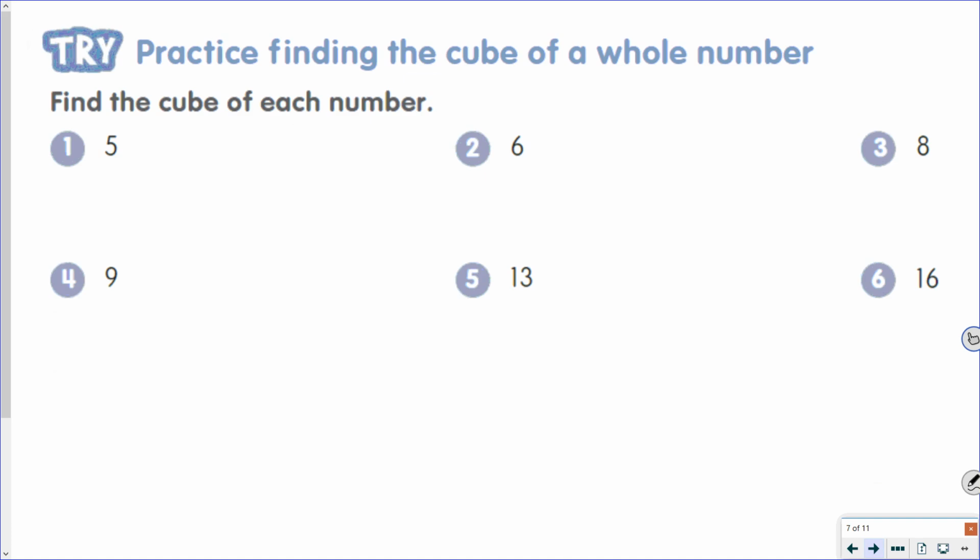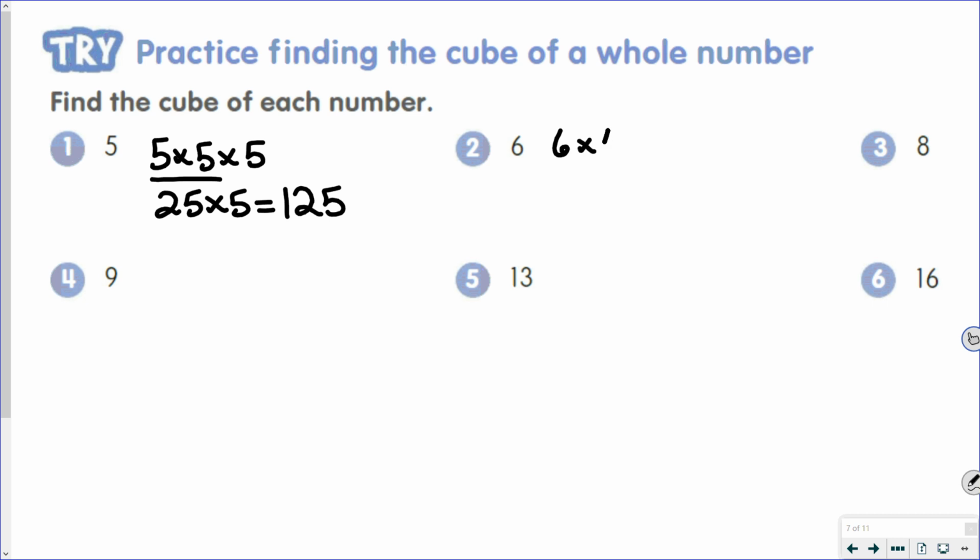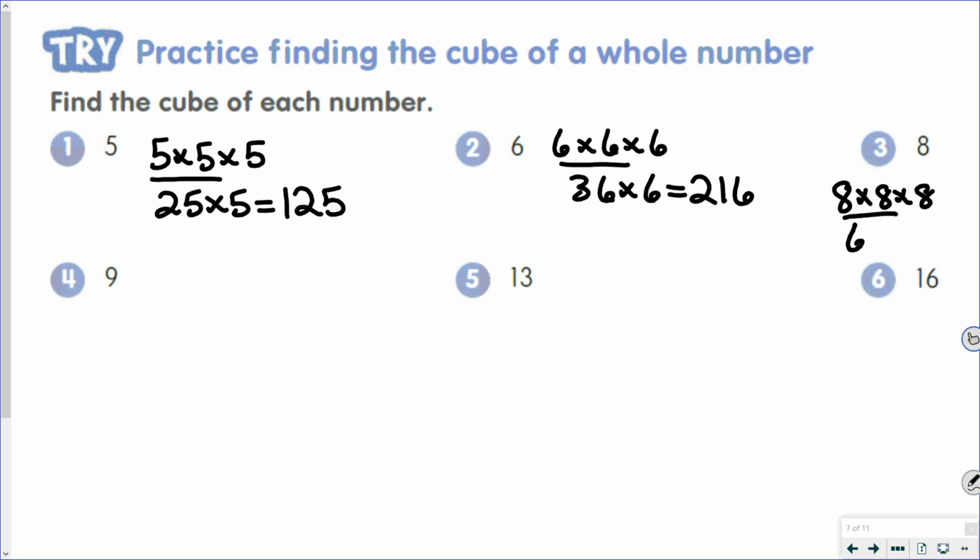So if we cube each number, that just means we take the number and multiply it by itself 3 times. So 5 times 5 is 25. 25 times 5 is 125. So we take 6 times 6 times 6. 6 times 6 is 36. 36 times 6 is 216. To cube 8, take 8 times 8 times 8. 8 times 8 is 64. 64 times 8 is 512.